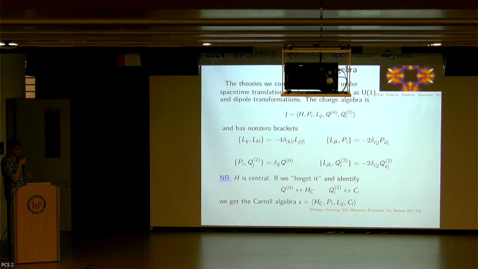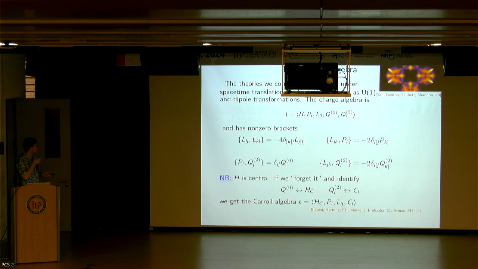It doesn't appear in any of these brackets. And if we just ignore it, this algebra is isomorphic to the Carroll algebra, but it's an important point that the Carroll algebra and the Fracton algebra are not the same, and Carroll and Fracton theories are not the same, simply because of the role of the symmetries. They're quite different, even though the algebras look very similar.